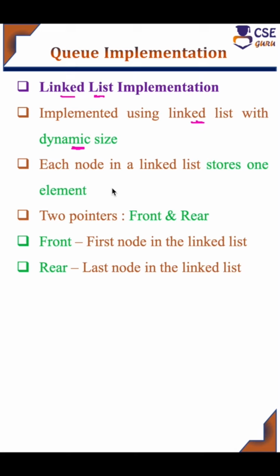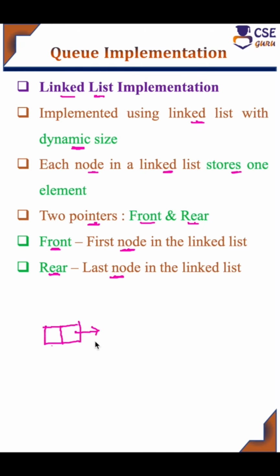So here in linked list implementation, each node in a linked list will store one element. For example, if you want to store one element, you have to create a node structure. The first part is called the data part and the next part is called the next pointer, which will store the address of the next element. The first part will store the element. And here also there are two pointers we will use, the front pointer and the rear pointer. The front pointer will represent the first node in the linked list and the rear pointer will represent the last node in the linked list.